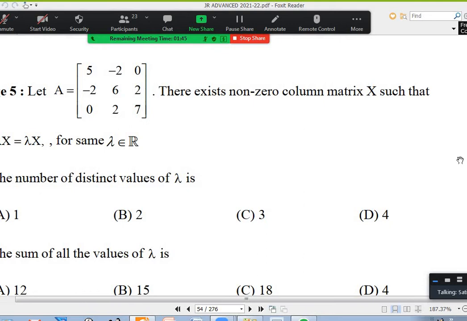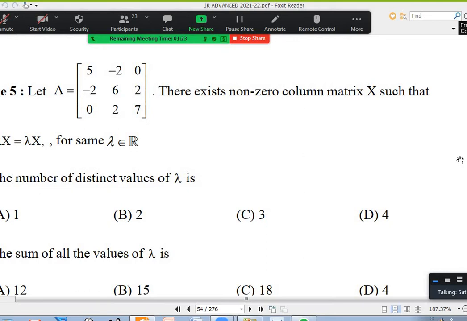AX is equal to lambda X. You can bring one side: AX minus lambda X equal to null matrix. When you take X common, I have to write (A minus lambda I) X equal to 0. What is this? It is actually that homogeneous equation. All constants are 0. It is a 3 by 3 matrix into an unknown matrix equal to the null matrix.